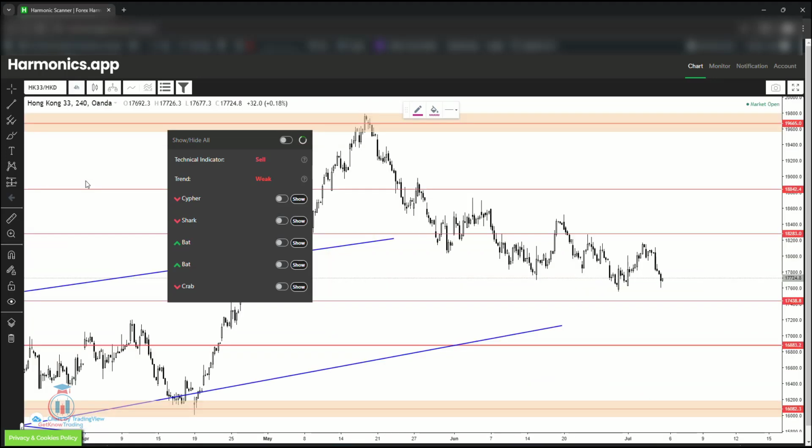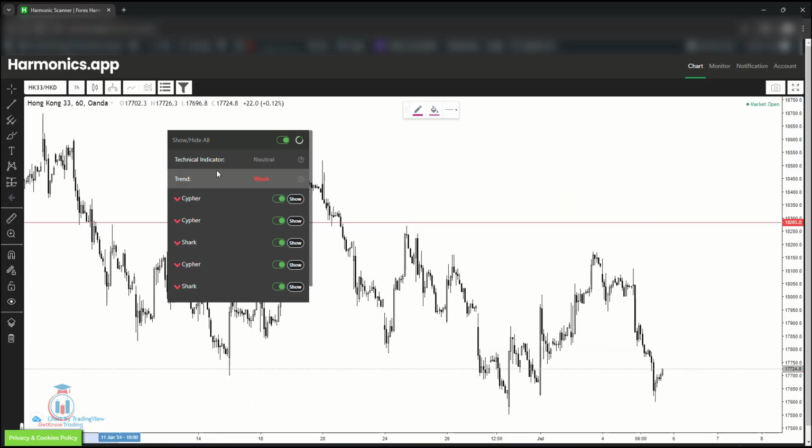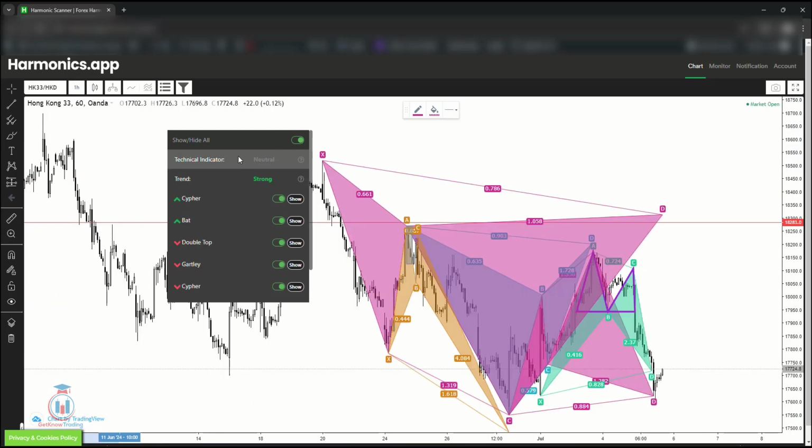Whenever you change the time frame, the list of harmonic patterns will change based on the time frame. So the patterns shown on a 1 day, which is a daily time frame, will not be the same as on a 4-hour time frame. Whenever you select another time frame, the scanner will show you which patterns are active and also formed on a 1 minute time frame.